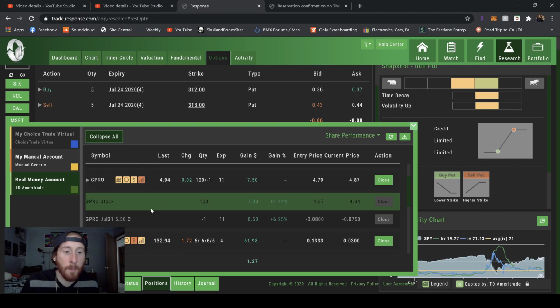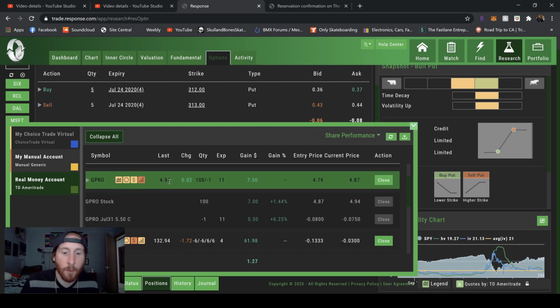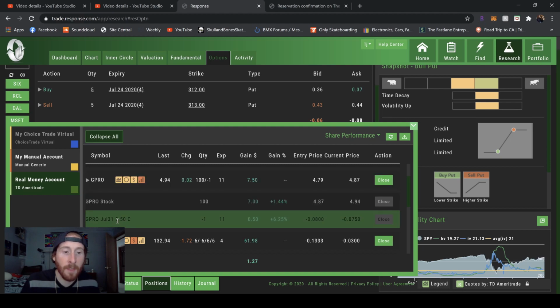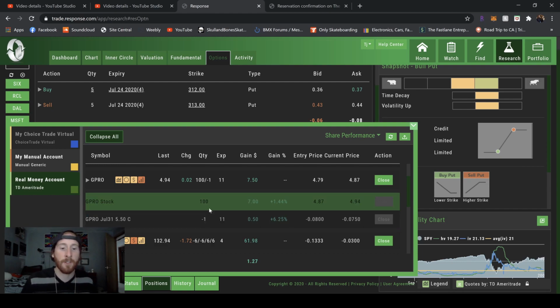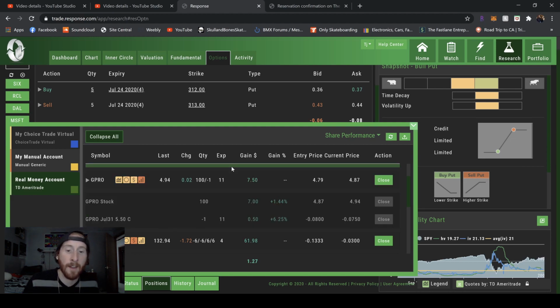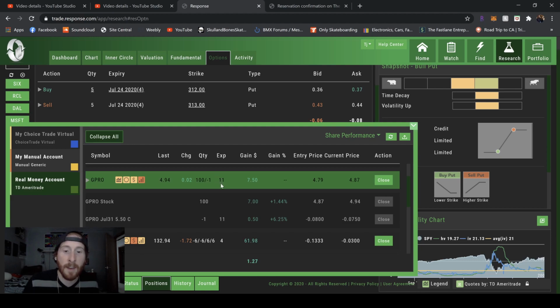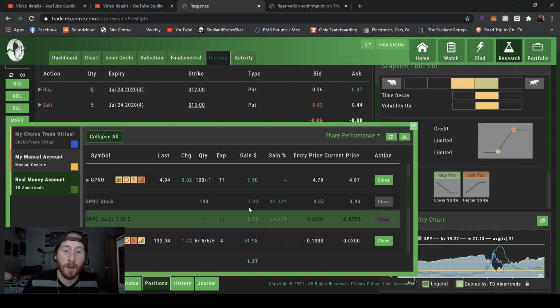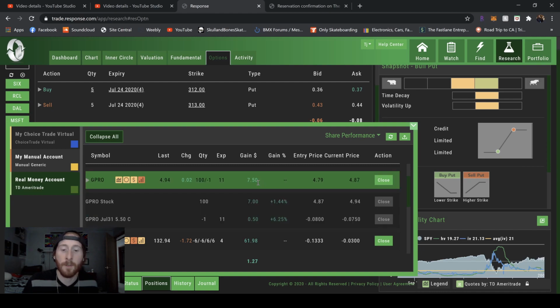GoPro. I bought 100 shares at 487. Right now it's 494. And I'm selling the $5.50 call. It's a covered call. So that means that if it hits $5.50, it'll sell all 100 of my shares for $5.50. If it does not hit $5.50, if it stays below that in 11 days, then I keep the credit that I received, the premium that I received for this trade, which I think was $8.